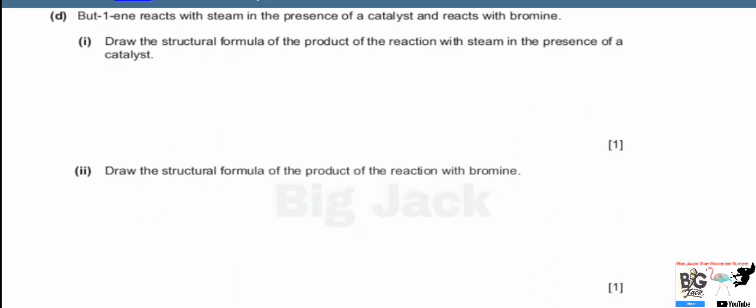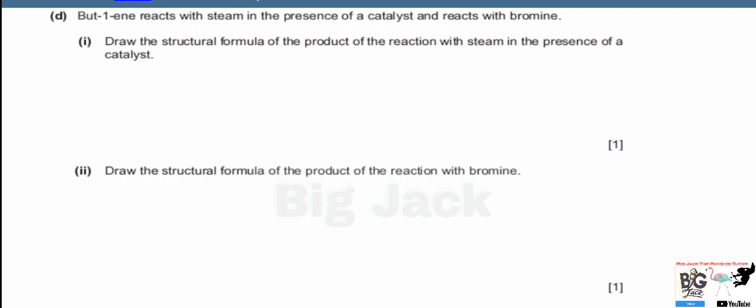Then as for the next one, which is D, but-1-ene reacts with steam in the presence of a catalyst and reacts with bromine. Roman numeral 1, draw the structural formula of the product of the reaction with steam in the presence of a catalyst.